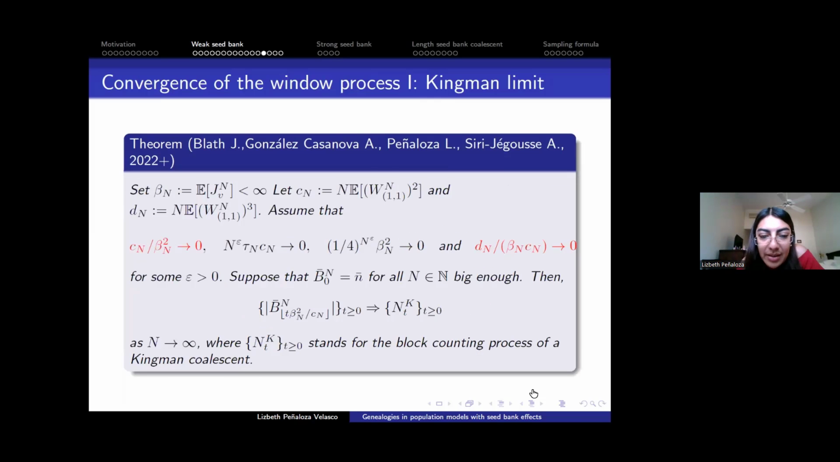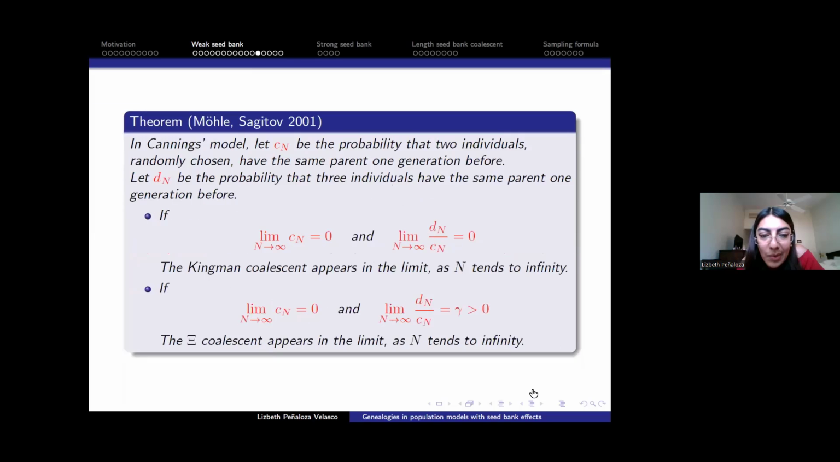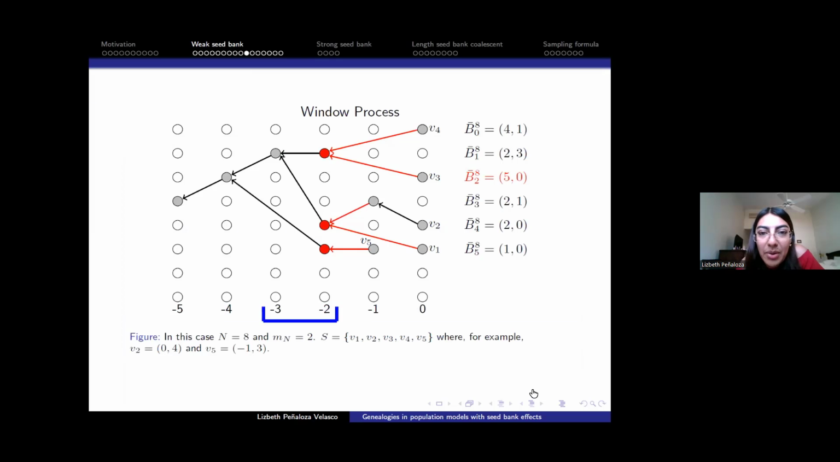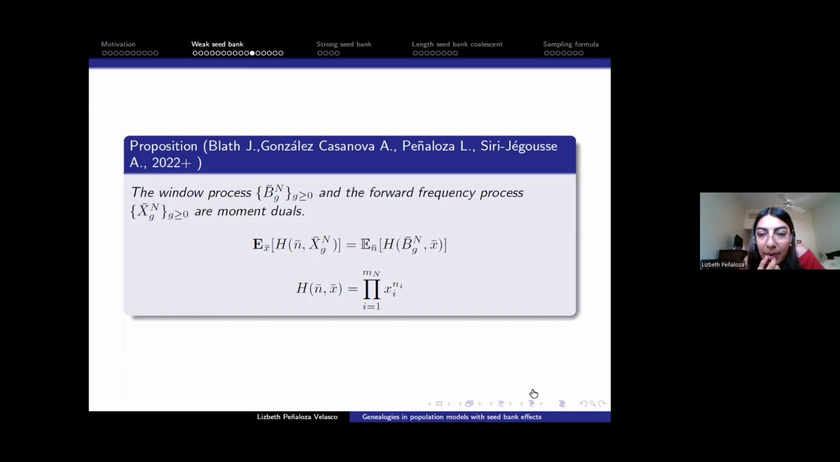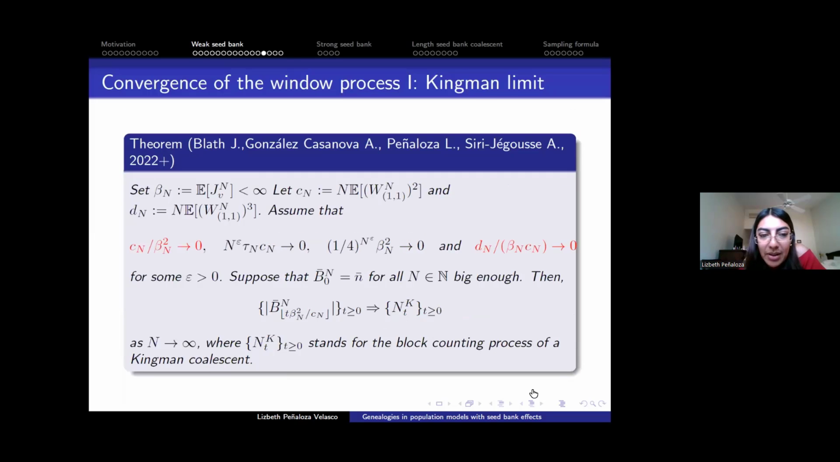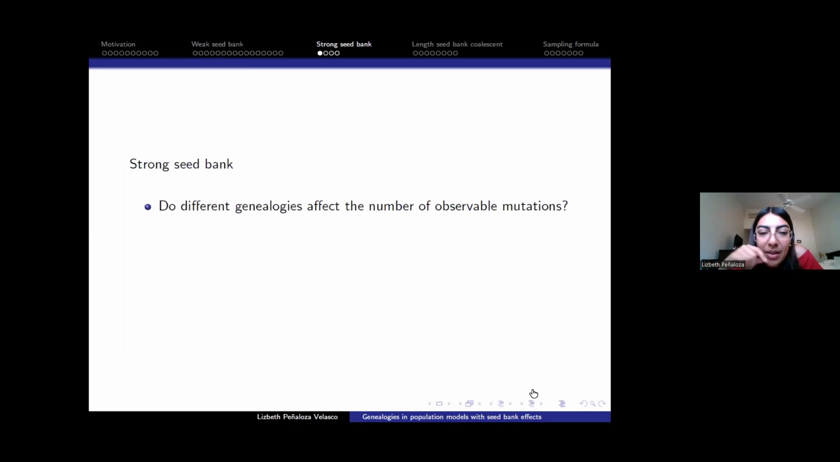That is, with this construction, with the Wright-Fisher process and the ancestral process. So in this case, we have convergence, and also we have moment dual results, that is the important result in this construction. But then I will present in the strong seedbank a little different results. I will talk about the coalescence.